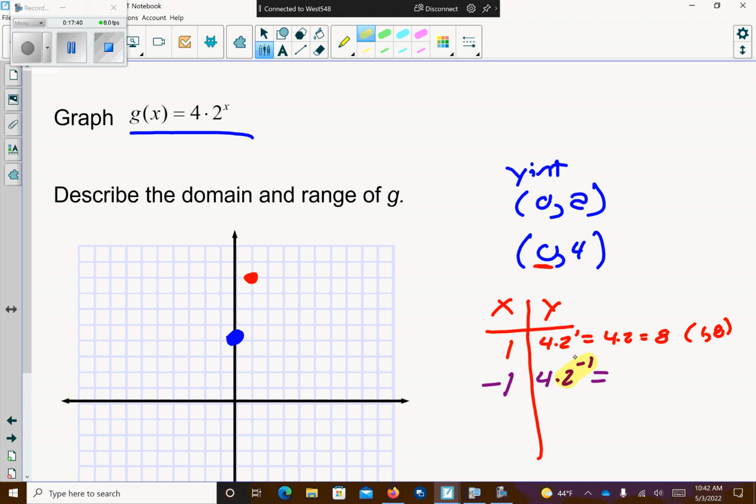So move it, change locations, right? So I'm going to change locations of the 2. The 4 is going to stay up on top. I get 2 to the first on bottom. What's 2 to the first? 2. What's 4 over 2? 2. So this gives me the point negative 1, comma 2. Now, this graph is going to look something like this.